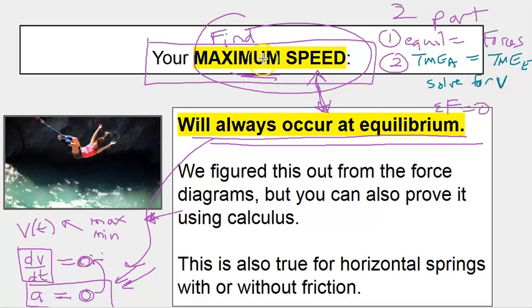Okay, so just like finding max height was a two-part problem, that was setting V equals 0 and then finding the position, right? We're just going back one derivative. Finding the maximum speed is setting A equals 0 and then solving using energy to solve for V. Okay, super, super important, really critical idea. Hopefully this all makes sense, and thanks for listening.